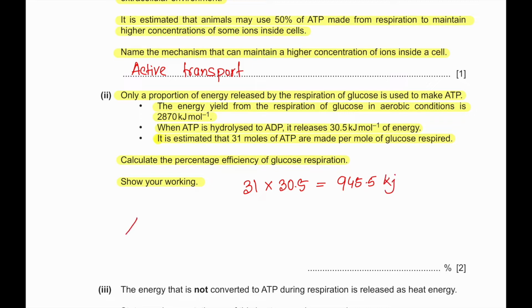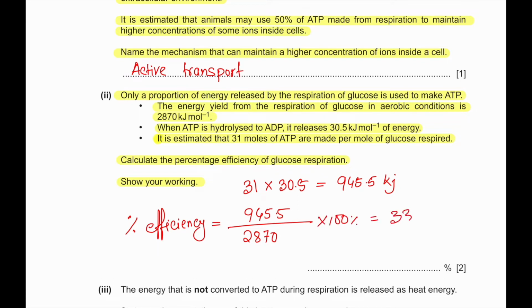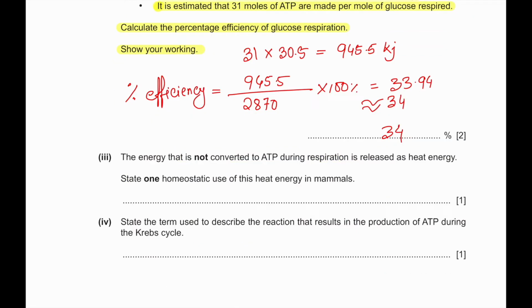Now percentage efficiency is equal to 945.5 divided by the total amount of heat energy released, 2870, times 100%, which gives us a result of 33.94. Now since our answer has to be given in whole number, it will be 34. So 34%.